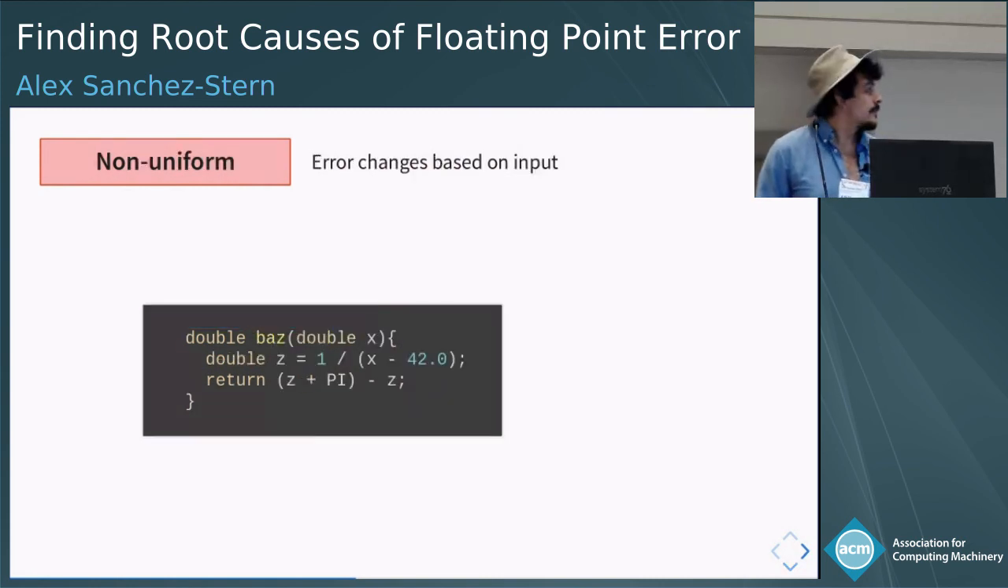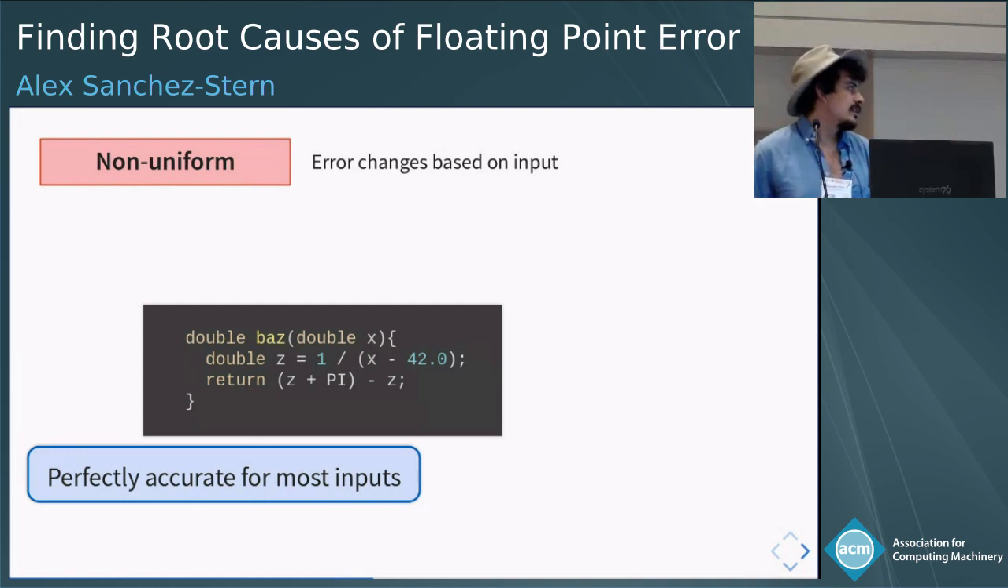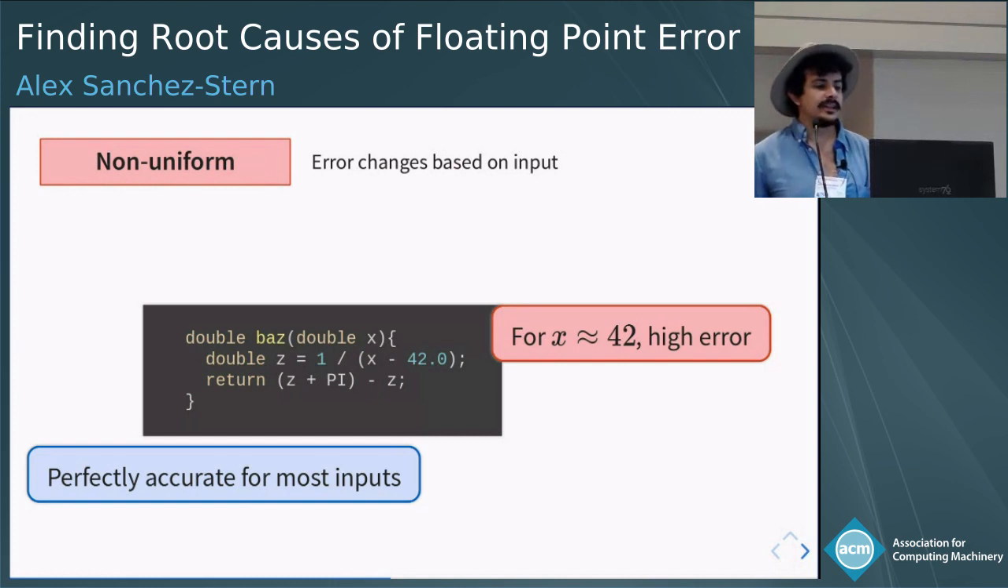Finally, floating point error is non-uniform, meaning that the error we get depends a lot on the inputs we give it. So for this program, almost any value of x will produce a perfectly accurate output. But if you give it a value of x that's near 42, we'll see a lot of floating point error. So because of these things, it's really hard to track down root causes. But what is the root cause of that complex plotter we looked at earlier?